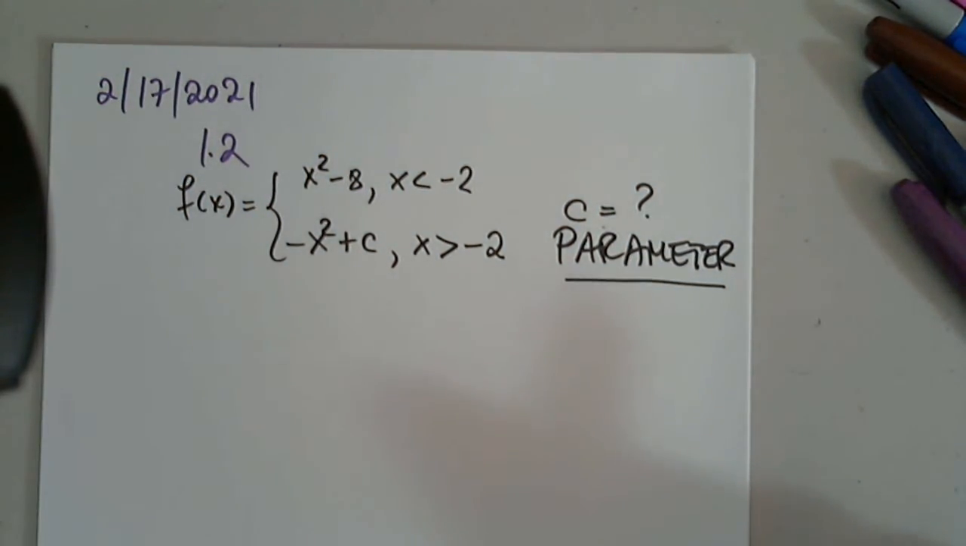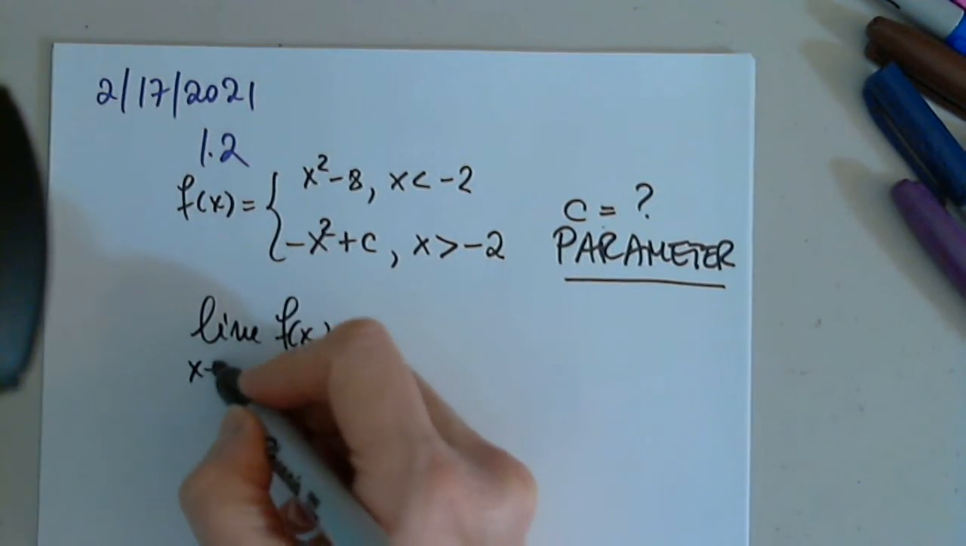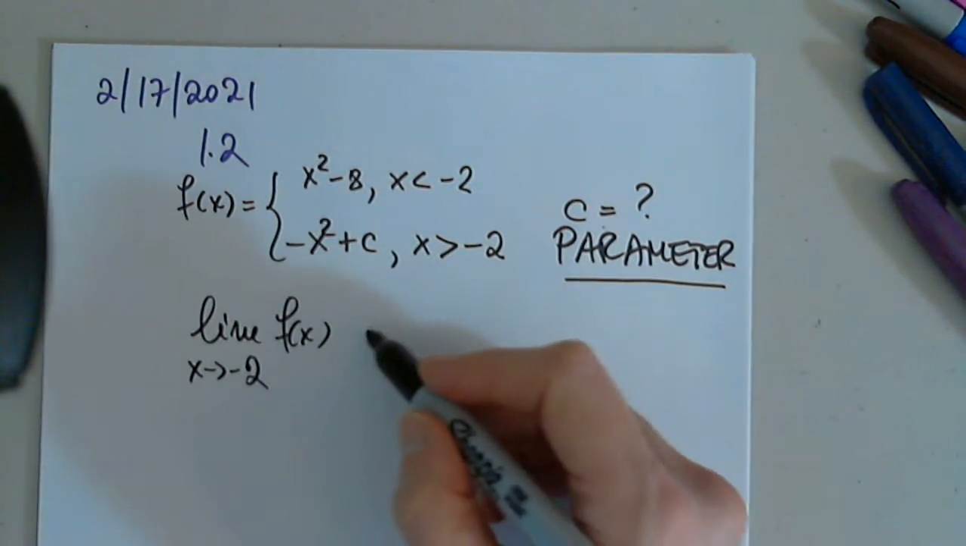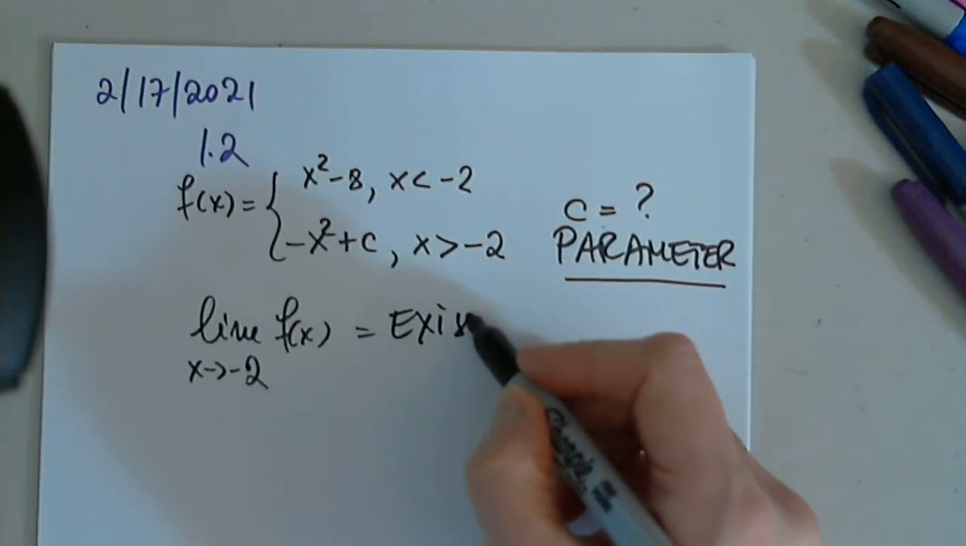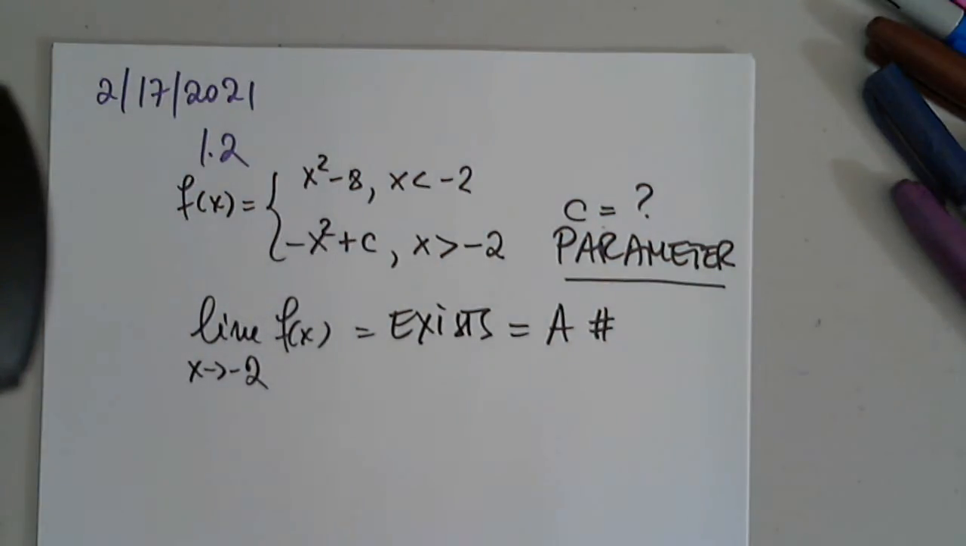The name is not important. I'm going to test you on that, but just remember. So, such that the limit of f of x as x approaches negative 2 from either side exists, which means it is a number. Very good. So this is the problem. You can download it if you'd like, but I already copied it here.